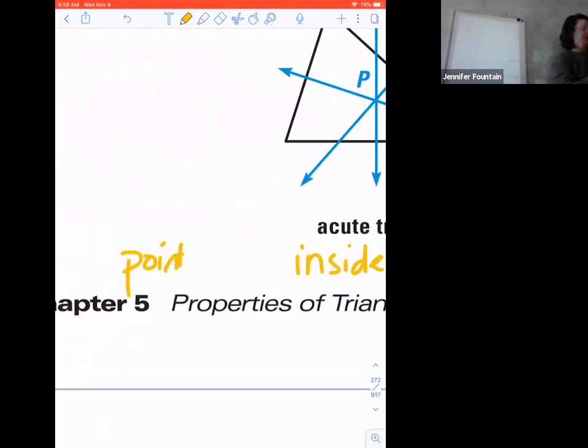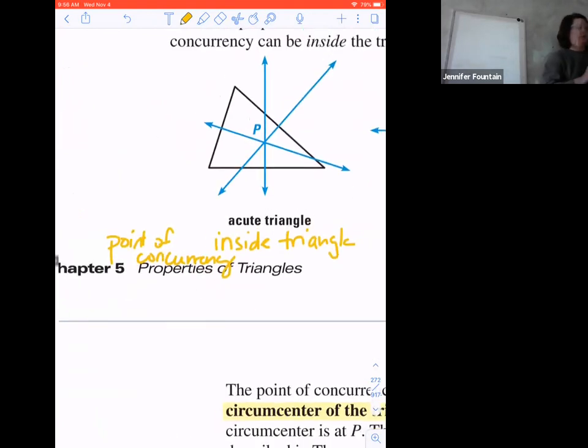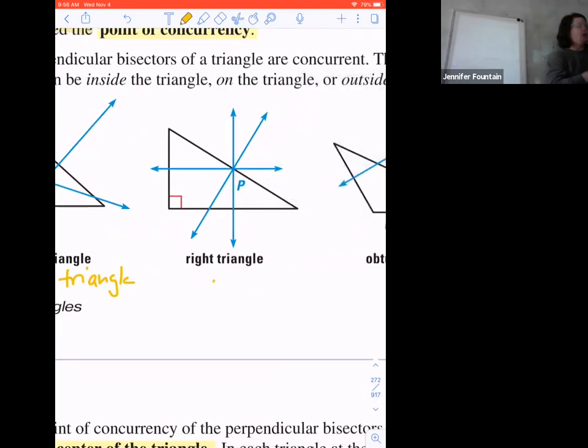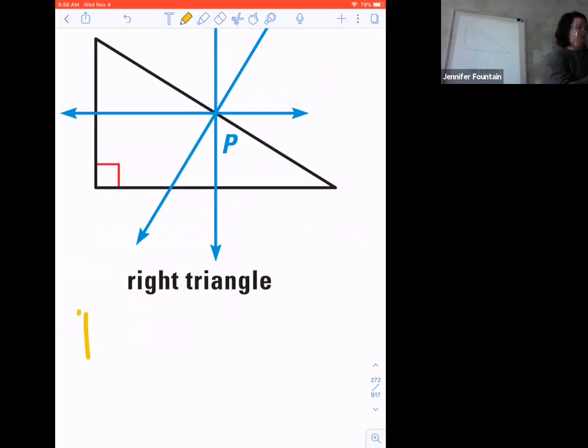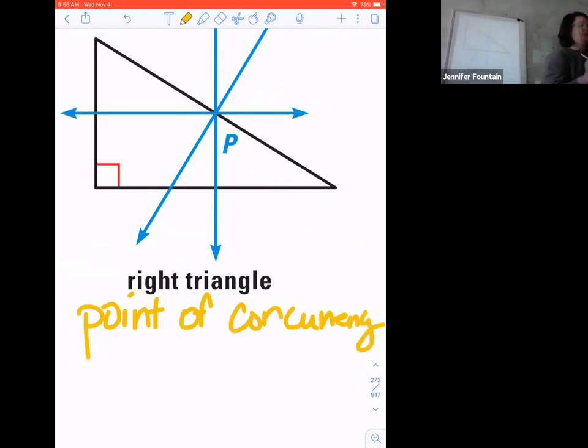I'll put the point of concurrency is inside the triangle. Where is my point of concurrency on my right triangle? Right at the top of the middle. Or what do we call that? The hypotenuse. So the point of concurrency is on the hypotenuse.